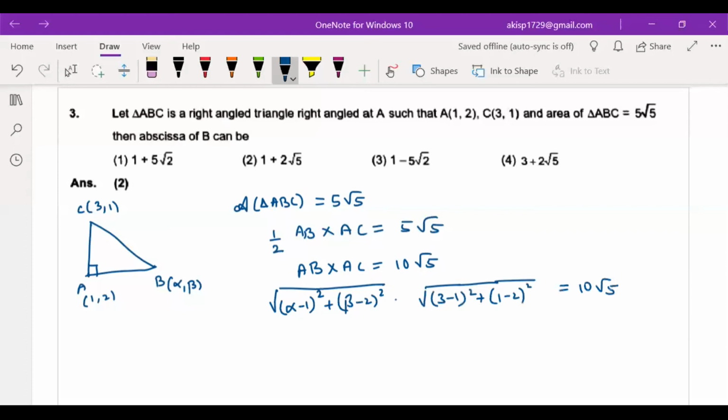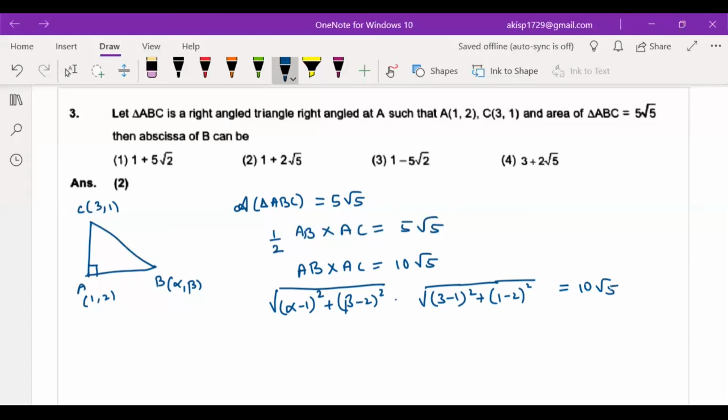If I simplify this, I see that I will not be able to get rid of beta here, or alpha here. I will have that in it. So I need one more piece of information. Now, is there any other information available?